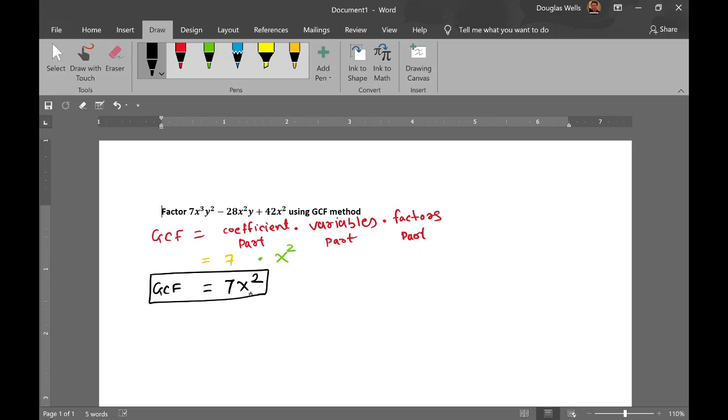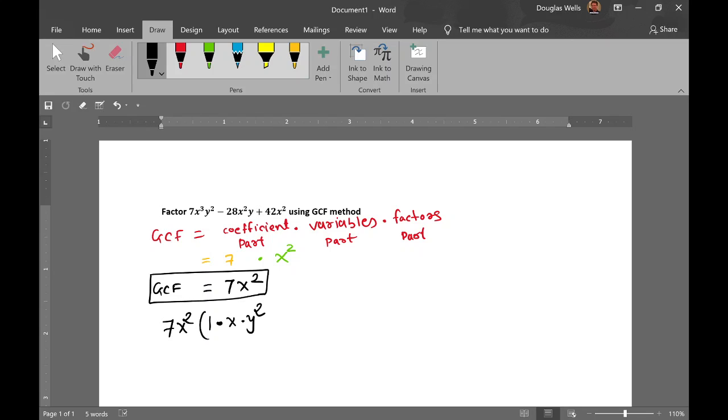So we found our GCF. Now we will use that to factor the above polynomial. So we're going to factor out 7x squared from each term, and we're going to write the remaining terms inside the parentheses. So let's go for the first term. 7 times what is 7? 1. x squared times what is x cubed? x. And then y squared. That is our first term.